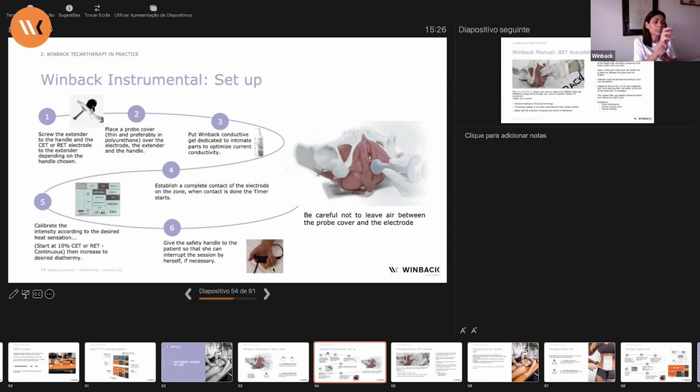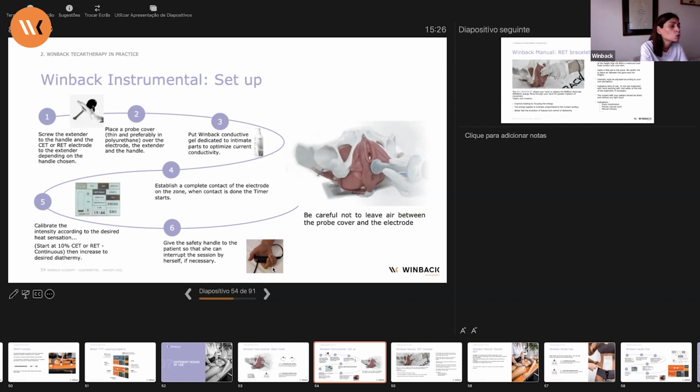And when the contact is done, you start the timer and it starts the emission. You hear a little beep. You have to calibrate the intensity according to the desired heat sensation. When you're starting, it's better to start at 10% or 20%. And after you know the patient's response to the current, you can increase it to the desired diathermy.